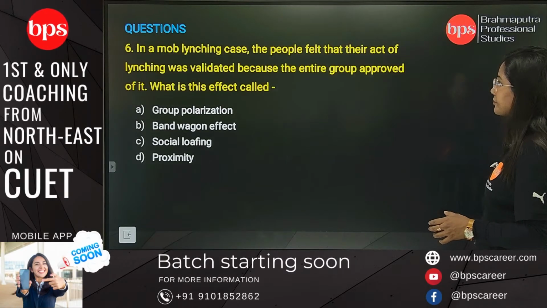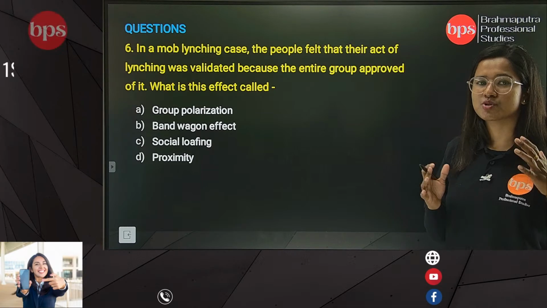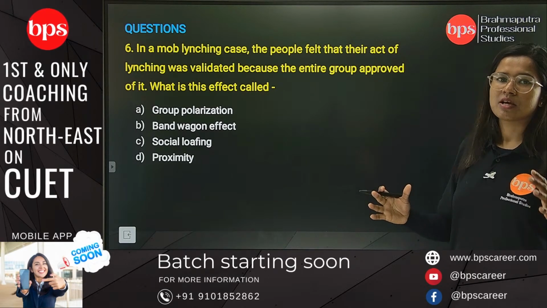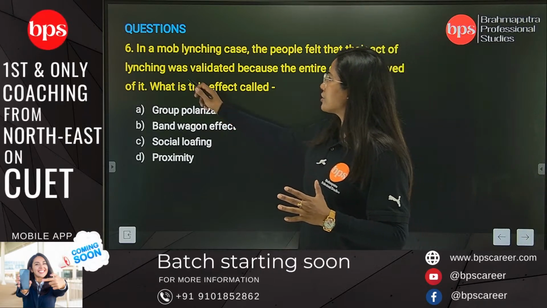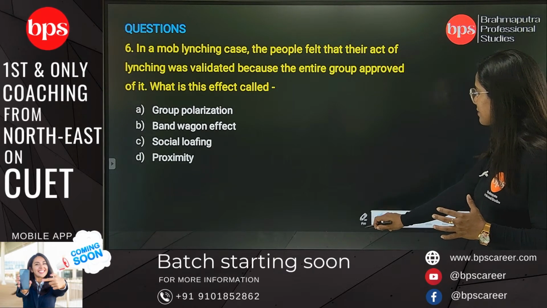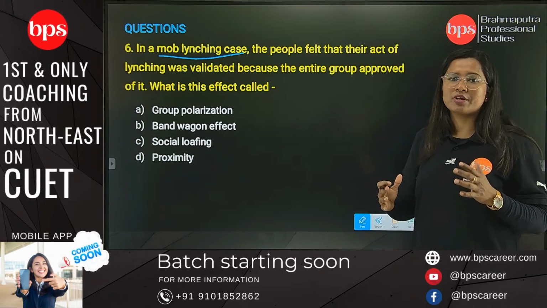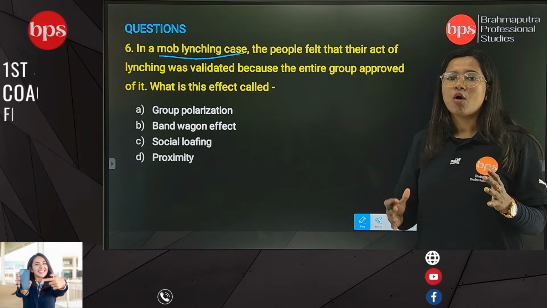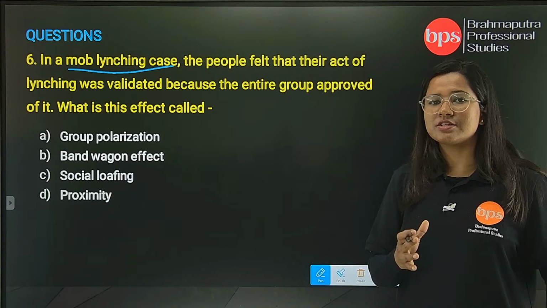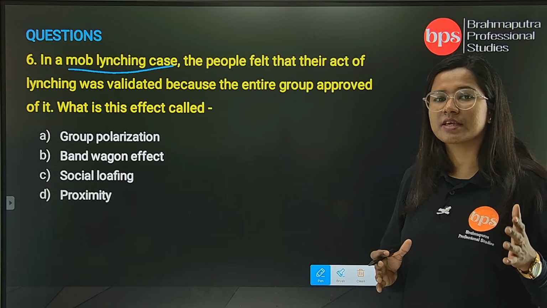Next, question number 6. In a mob lynching case, now these kinds of mob lynching cases are recurrent in our society and in day-to-day news. Whenever you go through the newspaper or the news videos, we get a lot of cases related to mob lynching. Now what is mob lynching? Mob lynching is something related to killing someone or beating someone, a mob beating or punishing a person with such intensity that he or she may succumb to the injuries or die. So that is a case of mob lynching.